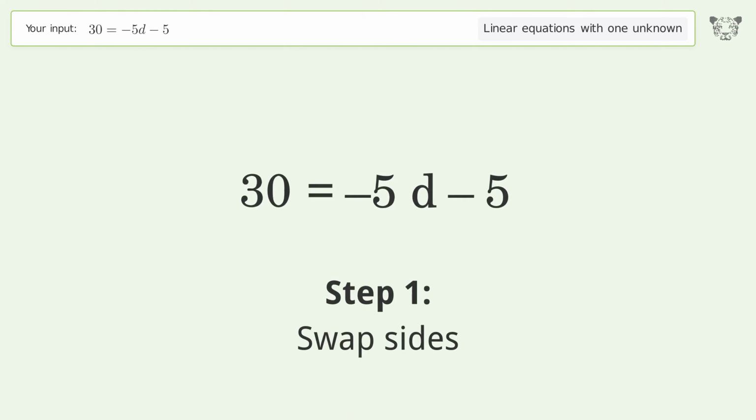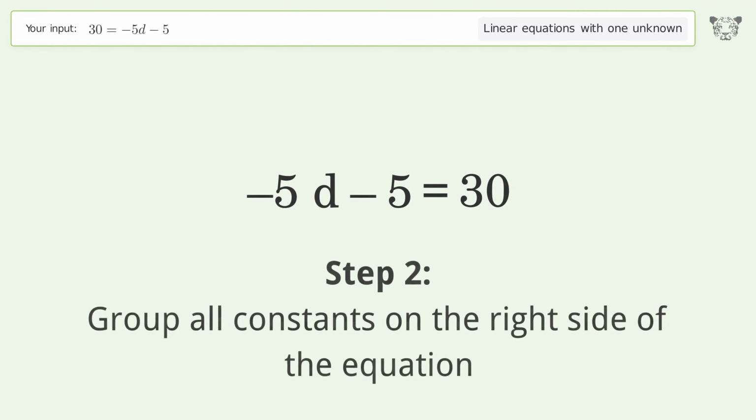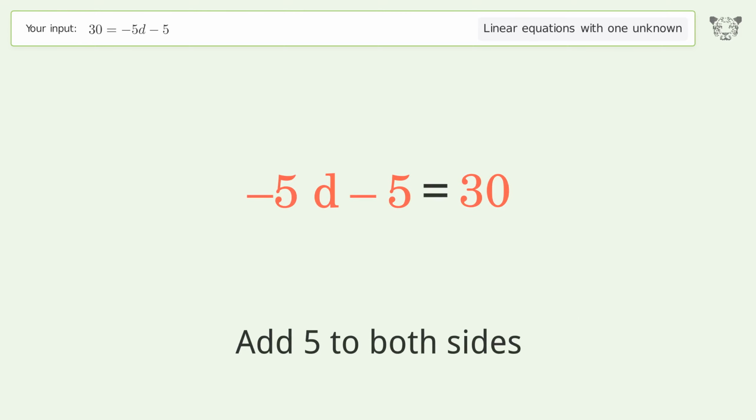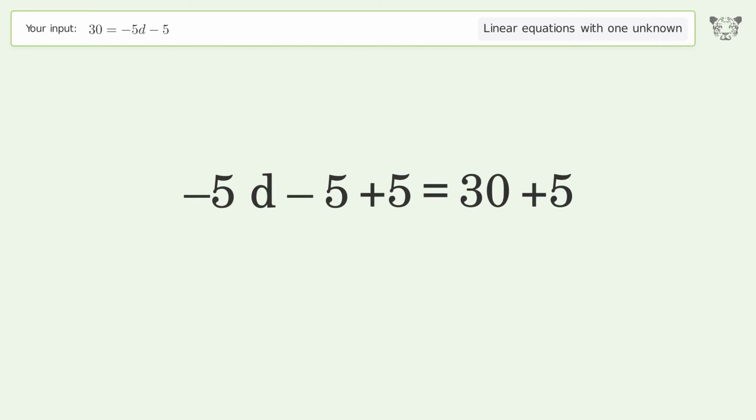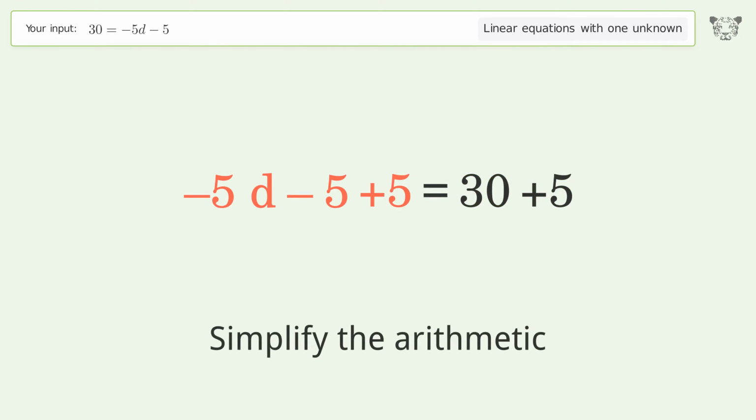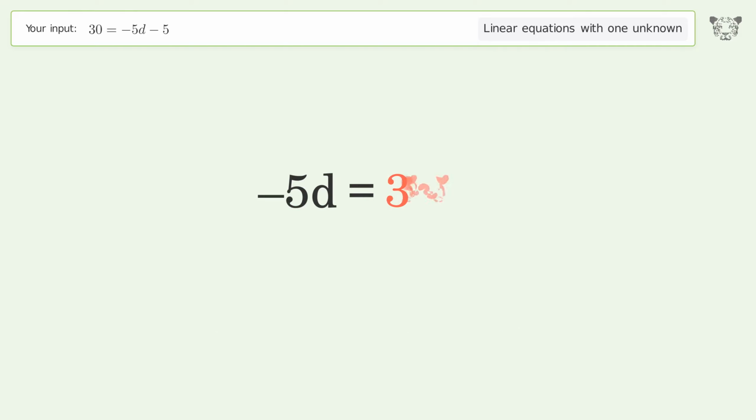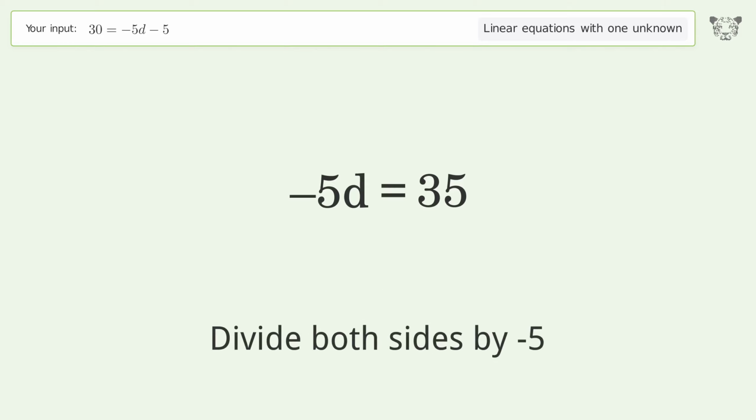Swap sides. Group all constants on the right side of the equation. Add 5 to both sides. Simplify the arithmetic. Isolate the d. Divide both sides by negative 5.